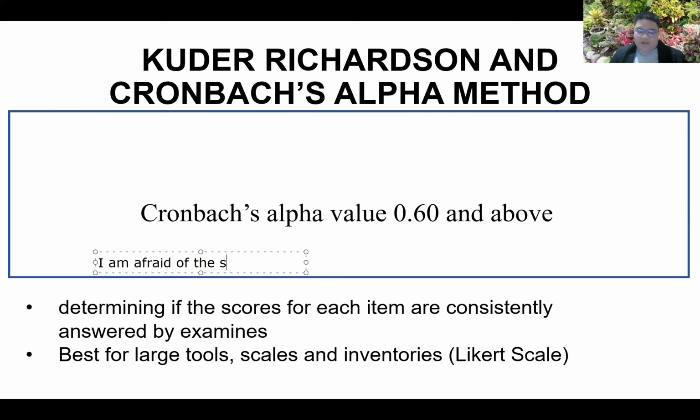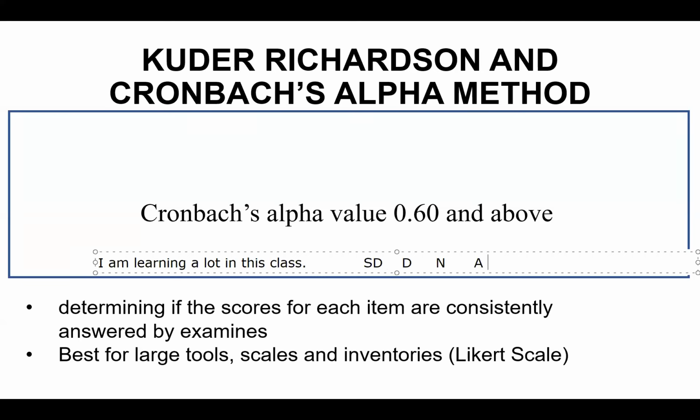I am afraid of the storm. Or let me say, for example, I am learning a lot in this class. Pagkatapos class, yung choices are strongly disagree, disagree, neither disagree or agree, pagkatapos agree or strongly agree. Okay? If those are the choices class, you refer to that as your Likert scale. Others would pronounce it as Likert scale. Okay, so that's your example of Likert scale.